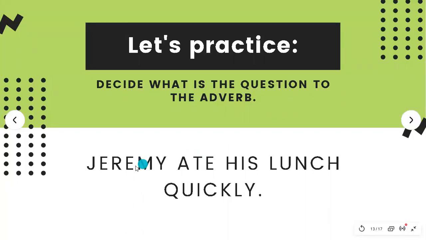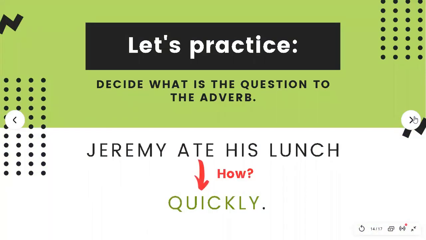So, Jeremy ate, ¿no es cierto? Jeremy comió. How, ¿cómo? Or when, ¿cuándo? Y la respuesta es quickly, right? Rápidamente. Rápidamente, ¿a qué pregunta responde? A cómo, ¿no es cierto? So, Jeremy ate how. Jeremy comió ¿cómo? Rápidamente. So, we know that this is an adverb of manner, right? Es un adverbio de manera, porque responde ¿cómo? Él no solo comió su almuerzo, sino que ¿cómo? Rápidamente.